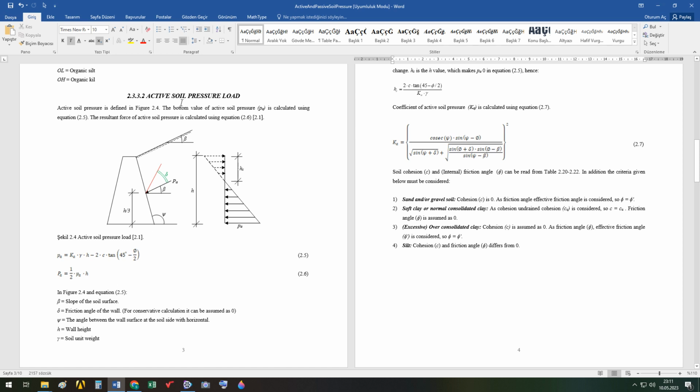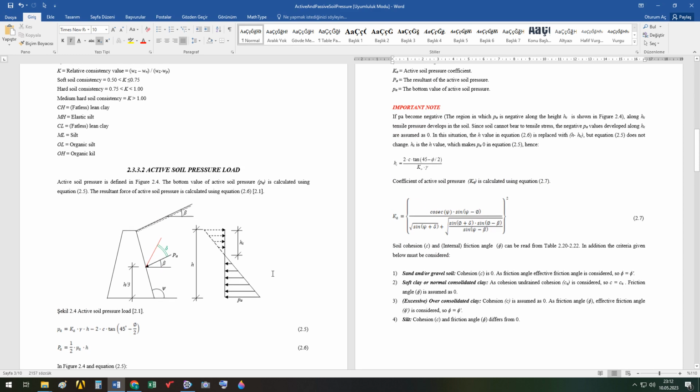Beta is the slope of the soil surface, as you see here. Small delta is the friction angle of the wall. Instead of obtaining its value, to make a conservative calculation, it can be assumed as 0. This angle is the angle between the wall surface and the horizontal. But the wall surface shall be the surface which is in contact with the soil.